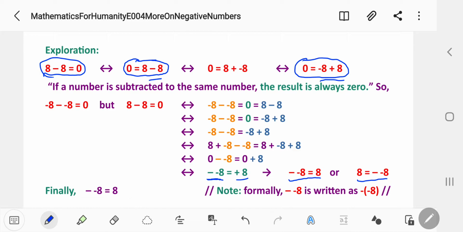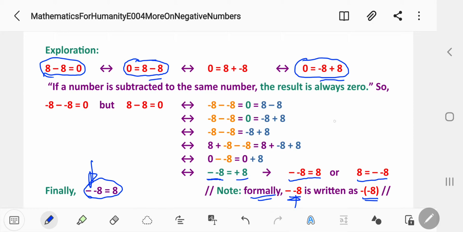So finally, we have minus negative 8, or negative of negative 8, is just equal to 8. Formally, we write this number as negative of negative 8 with a parenthesis. So this is the formal way of writing that one, or this one here.